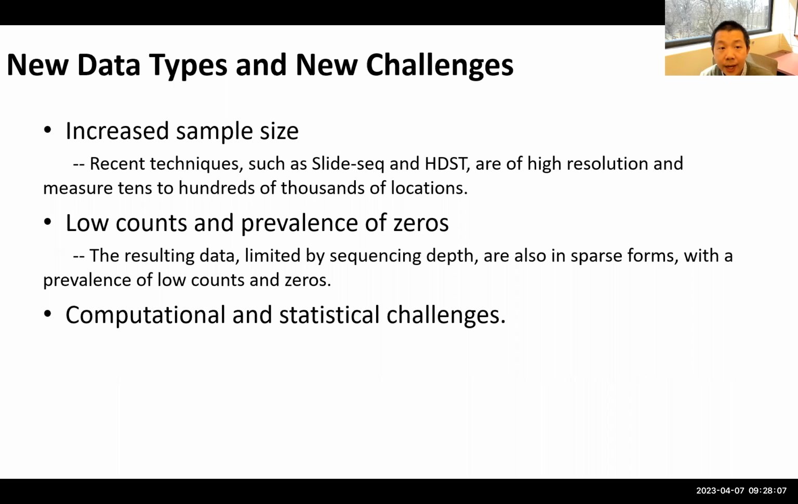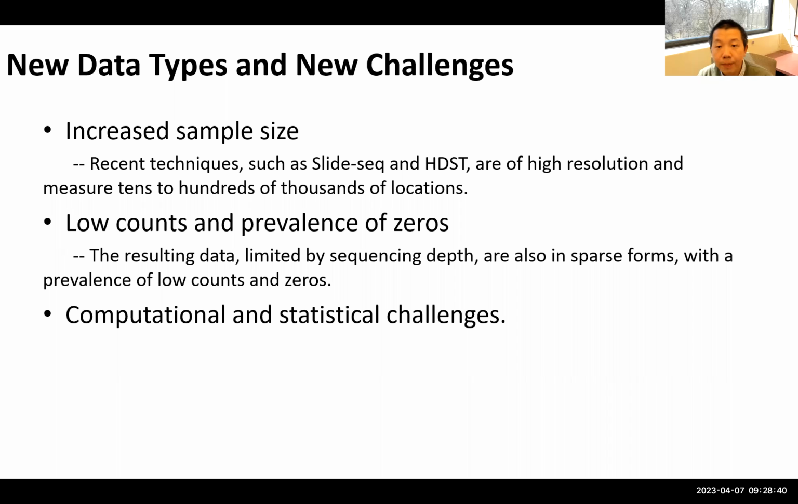Specifically, those new data types have increased sample size, and you also tend to see a lot of low counts and prevalence of zeros in the data, and both create computational and statistical challenges. Specifically, technologies like Slide-seq, HDST, or more recently Stereo-seq or Seq-Scope are of very high resolution. They can easily measure tens to hundreds of thousands of locations.